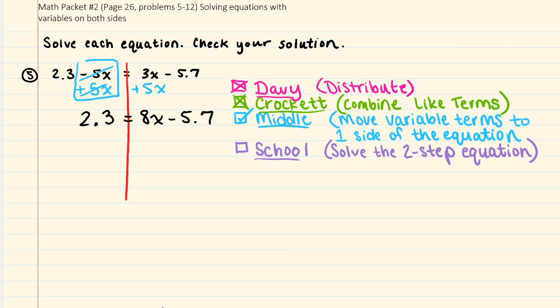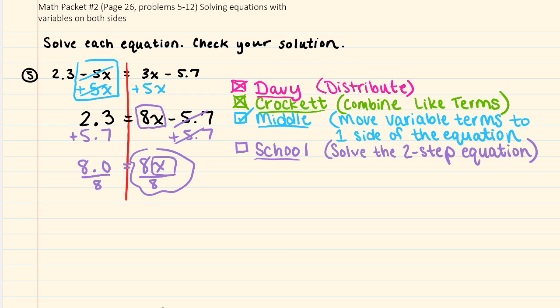So I'm going to isolate the 8x first by adding 5.7 to both sides. So those cancel out. On the right hand side here, all I have is 8x. And on the left hand side, I forgot to say I was adding that. So on the left hand side, I'm going to have 8.0. That works out nice. Now I want to get rid of the times 8. To get rid of times 8, I have to divide by 8 on both sides.